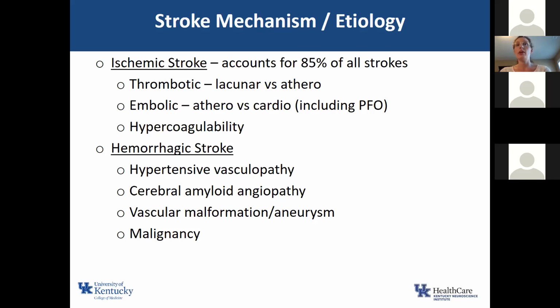And then don't forget about vascular malformation, or even an aneurysm, which can cause subarachnoid hemorrhage. So that's why the CT angiogram is very important to help screen for abnormal vascular malformations or aneurysms. And then malignancy. If you have either a primary CNS tumor or metastatic cancer to the brain, those can also cause hemorrhage.